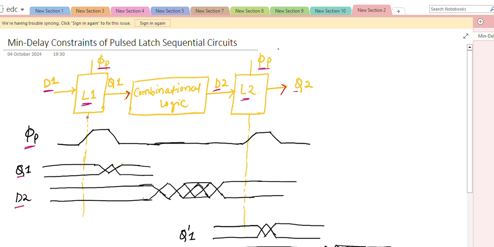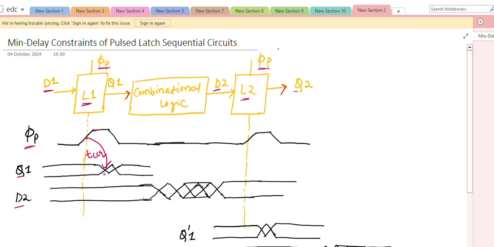Now when the clock signal comes, the edge is coming. Since it is a latch, it operates on level, but for calculation we are taking the edge. Whenever D1 is given to L1, after some delay you will get output Q1. The time from the clock to when Q1 starts changing, that is, starts to give the output, is known as the contamination delay, clock to Q. So this is your TCCQ.